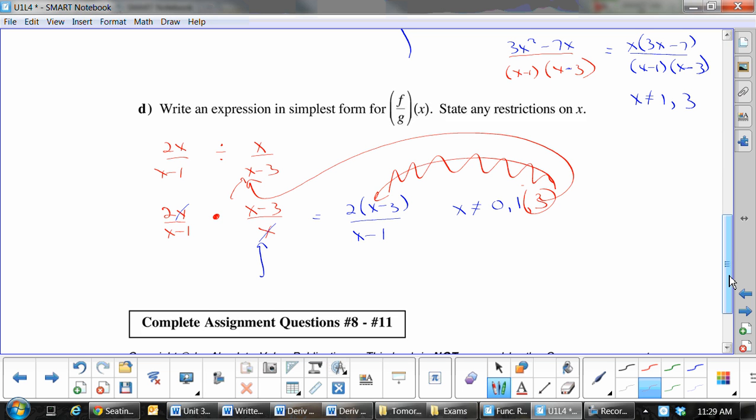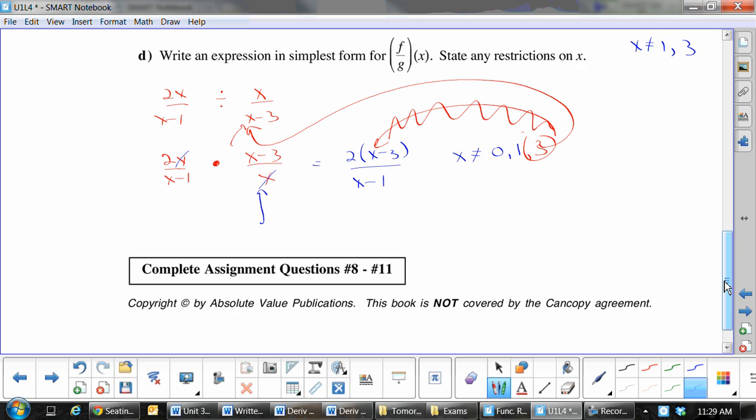So that's why the biggest distractor would be, it would just say x cannot equal 0 or 1. Most students would pick that. They would forget about the 3. Okay, so let's do 1 to 4 and 8 to 11.